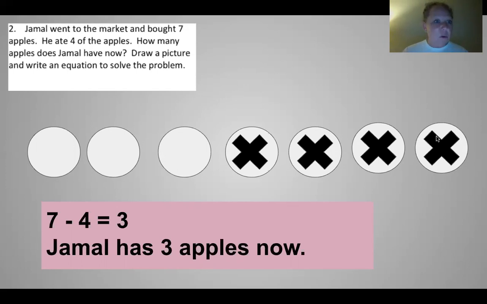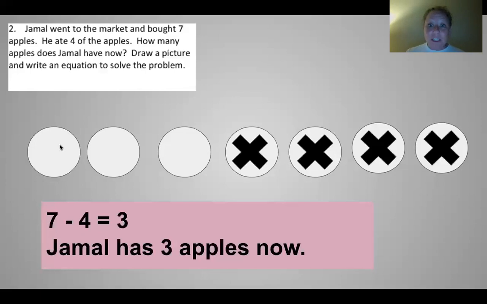So now the question is, how many apples does Jamal have now? Well, let's see how many apples he has left. Will you help me count, please? 1, 2, 3. That's right. Jamal has 3 apples now.